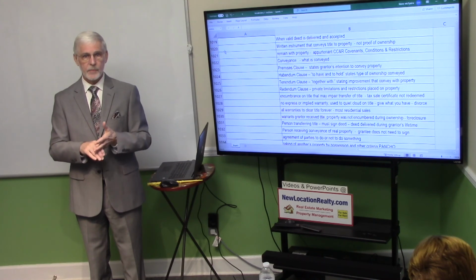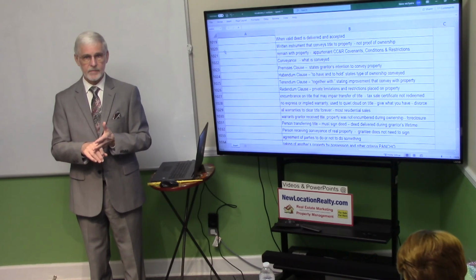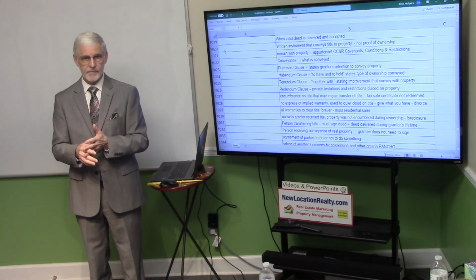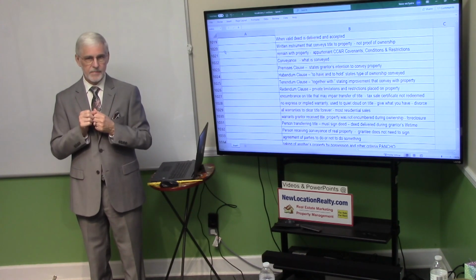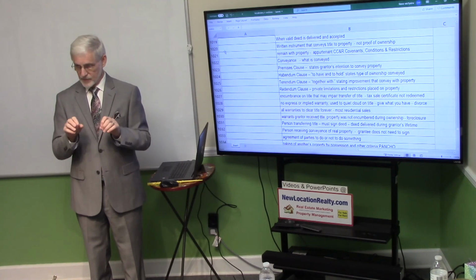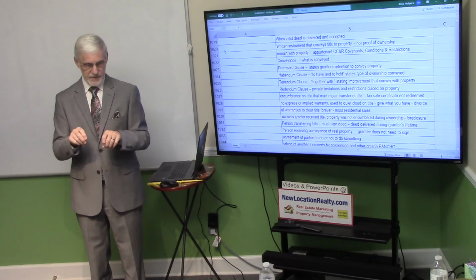And then who's the person that transfers title? Grantor. They have to sign it. It has to be delivered during their lifetime. Who's the person that gets the deed? The grantee. They have to be named on the deed, but they don't have to sign it.